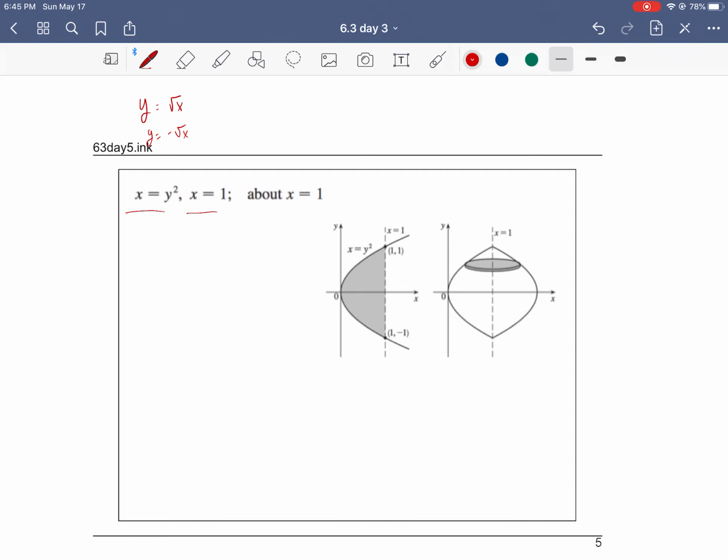So that makes this problem a disk problem. It's not a washer. I might have misspoke before. The previous one was referred to as a washer. Anytime there's a hole in it, it would be a washer. Anytime it's a solid, it's a disk.